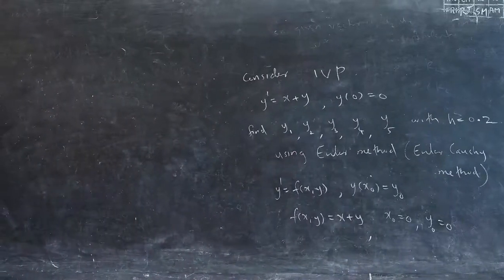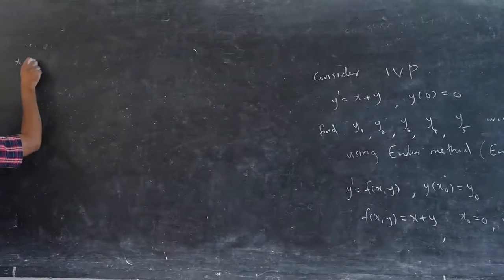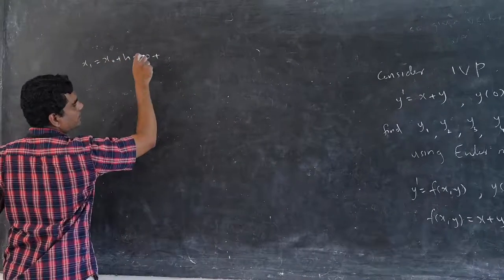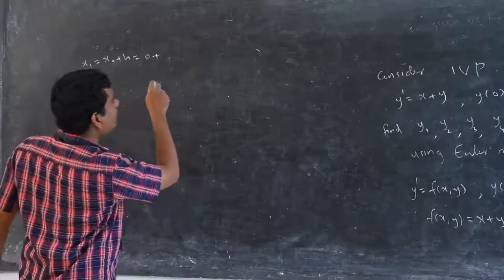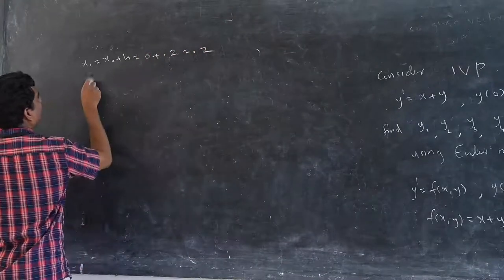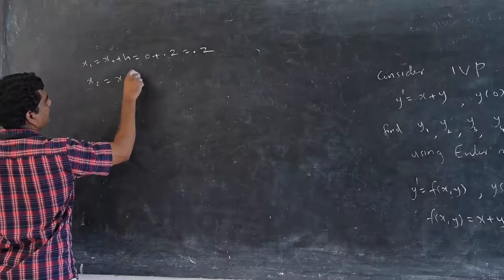Now x1 is equal to x0 plus h, 0 plus 0.2. h is 0.2. x2 is equal to x1 plus h.